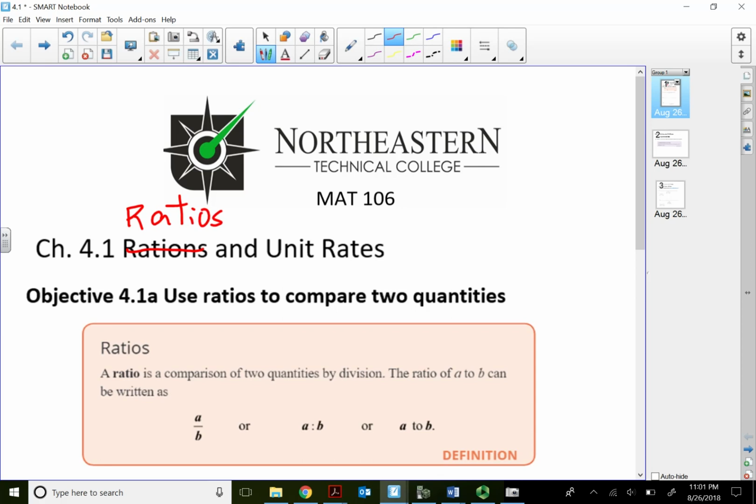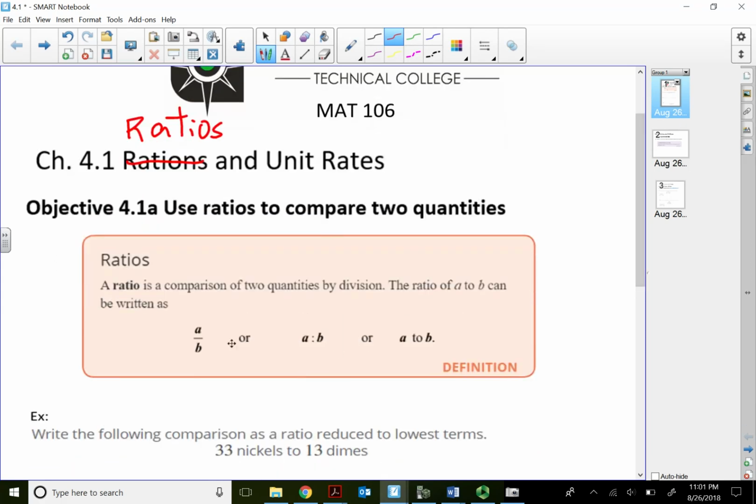In this lecture video, I'm going to show you how to use ratios to compare two quantities. In the textbook, I got this definition of ratio. Basically, a ratio is a comparison of two quantities by division. To be more precise, these two quantities have to have the same unit. A ratio compares two quantities with the same unit by division.